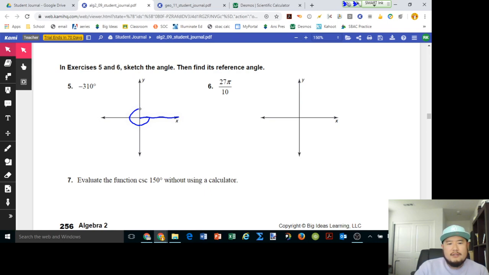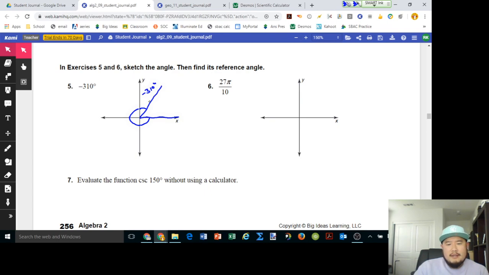So if that's 270, 310 will end up being another 40 degrees or so. So let's put it right there. It's not going to be much. And so this is negative 310 degrees.